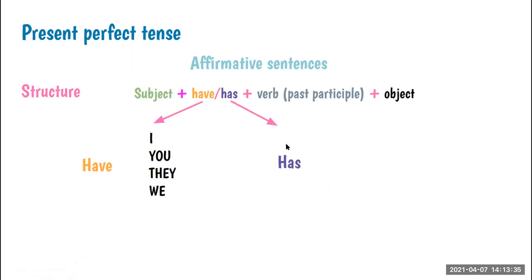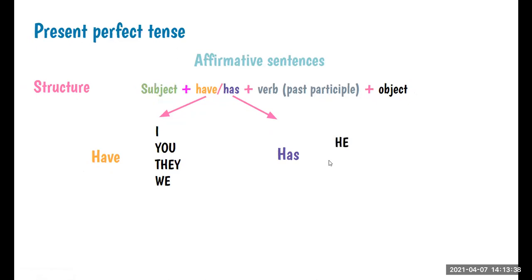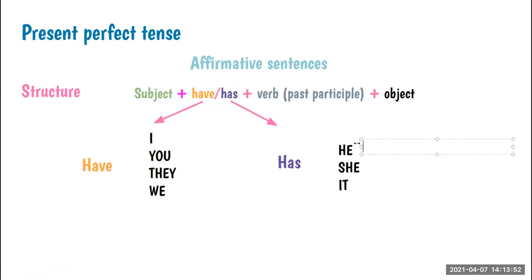With he, she, with the third person, right? With he, she, and it. So remember, when we have he, she, and it as the subject of the sentence, we need to use has. Okay, so we can say he has worked a lot, or she has worked a lot, or it has worked a lot. Okay, so for the third person. And then we have the verbs in the past participle.